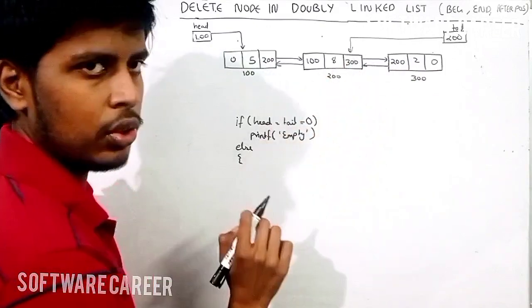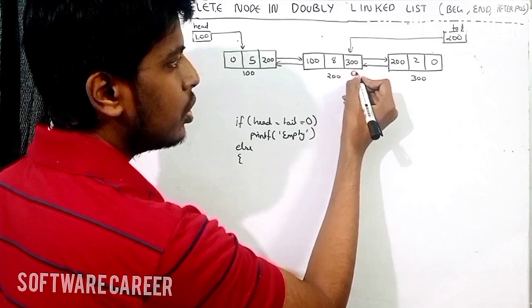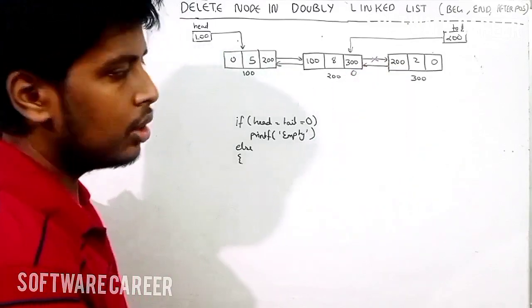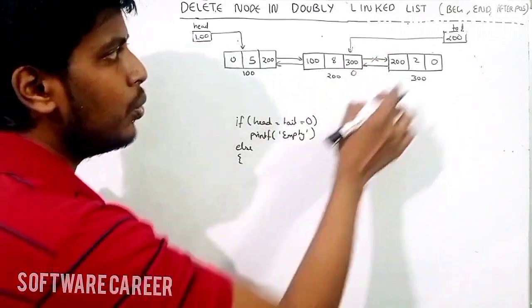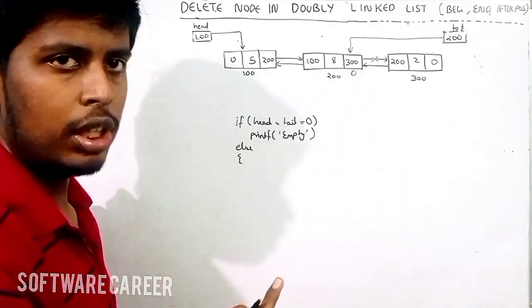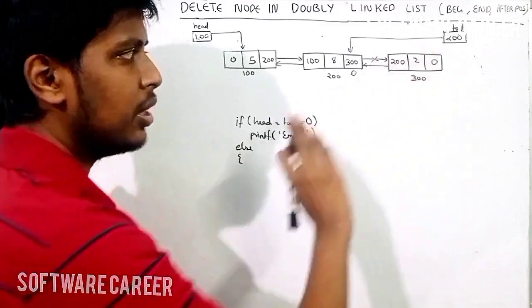So this will be 0. If you are updating this to 0, this link will get cancelled. So you are considering this as the last element. Now tail is pointing to the last node and this pointer is also updated to 0, so that you are considering that there is no node present here.